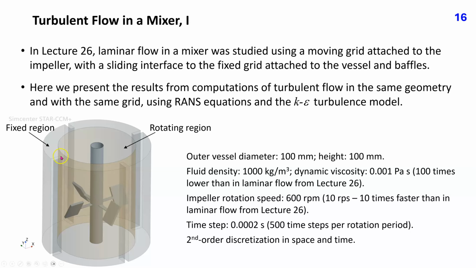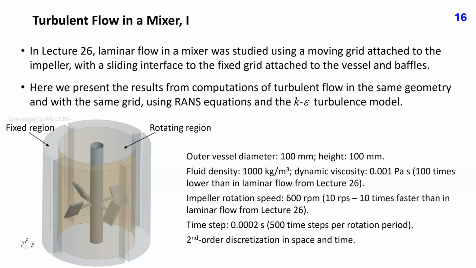Outer vessel diameter is 100 mm and its height is also 100 mm. Fluid density is 1000 kg per cubic meter and dynamic viscosity is 0.001 pascal second, which is 100 times lower than in laminar flow studied in lecture 26. Impeller rotation speed is 600 rpm or 10 revolutions per second, which is 10 times faster than in laminar flow from lecture 26. The Reynolds number is thus 1000 times higher, which leads to the flow being turbulent.